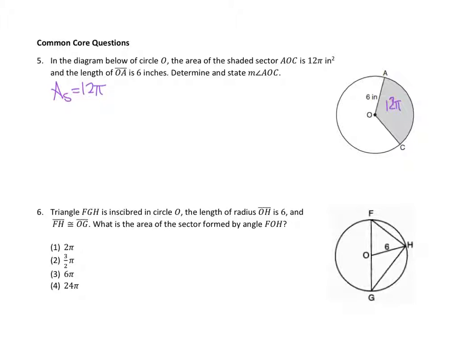And the length of OA is 6 inches. Determine and state the measure of angle AOC. So if you can, label that as X on your picture. Again, I know it's kind of dark, but do your best to get the X labeled on your picture.